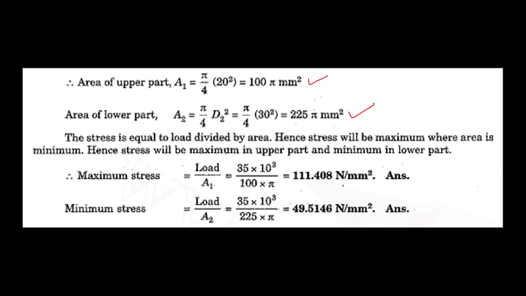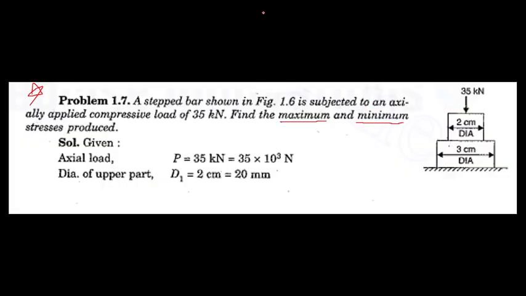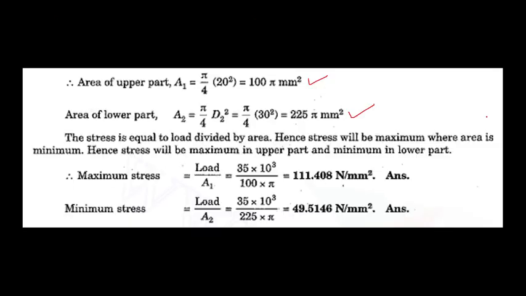A small concept is used in this question. When you calculate maximum stress, see, stress is force upon area. If area is minimum, stress will be maximum. Stress is inversely proportional to area. If area is minimum, stress will be maximum. So where is the area minimum? Upper part or lower part? Upper part. So the maximum stress is at upper part, where area is less as compared to the lower part.